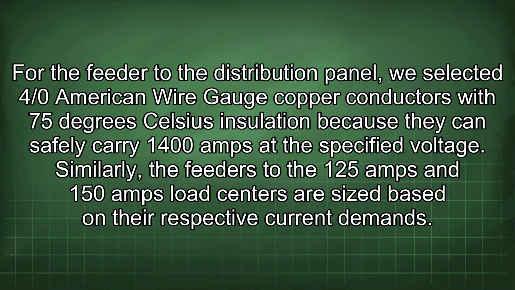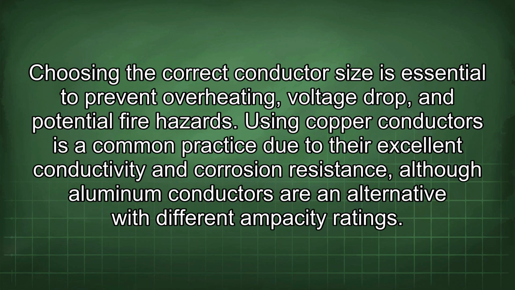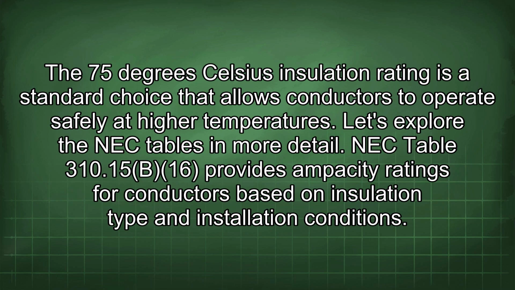Similarly, the feeders to the 125 amps and 150 amps load centers are sized based on their respective current demands. Choosing the correct conductor size is essential to prevent overheating, voltage drop, and potential fire hazards. Using copper conductors is a common practice due to their excellent conductivity and corrosion resistance, although aluminum conductors are an alternative with different ampacity ratings. The 75 degrees Celsius insulation rating is a standard choice that allows conductors to operate safely at higher temperatures.